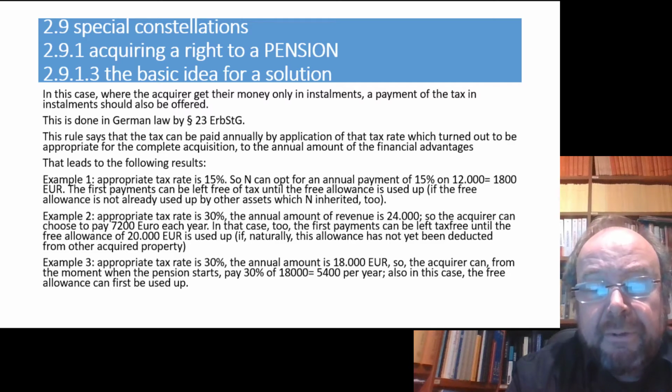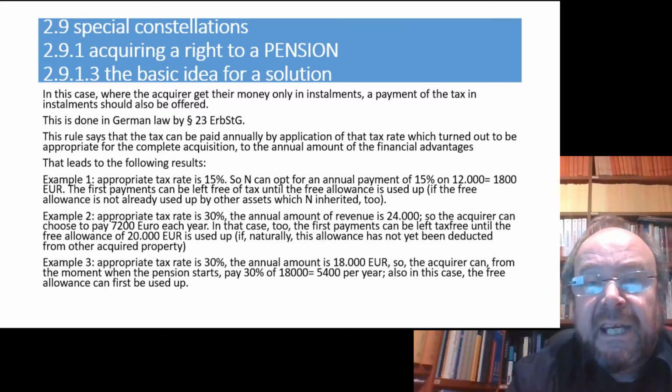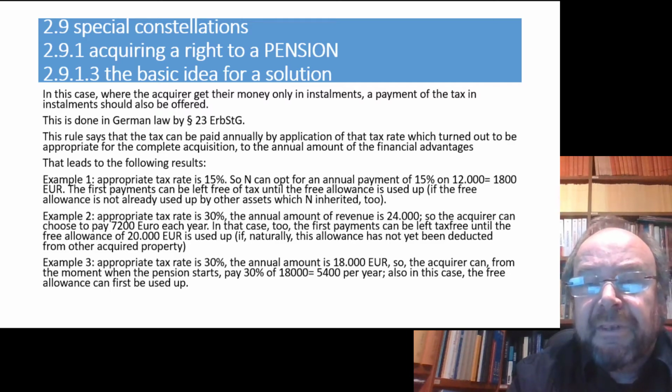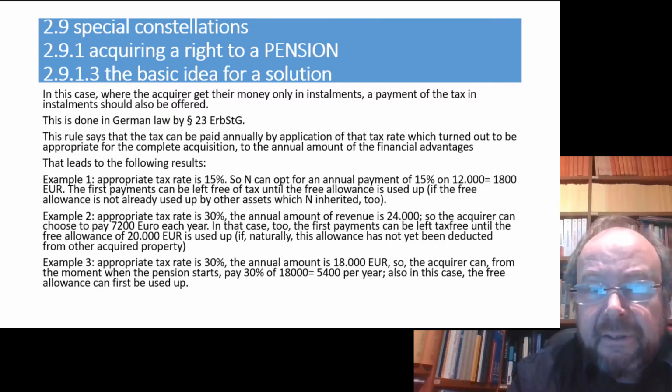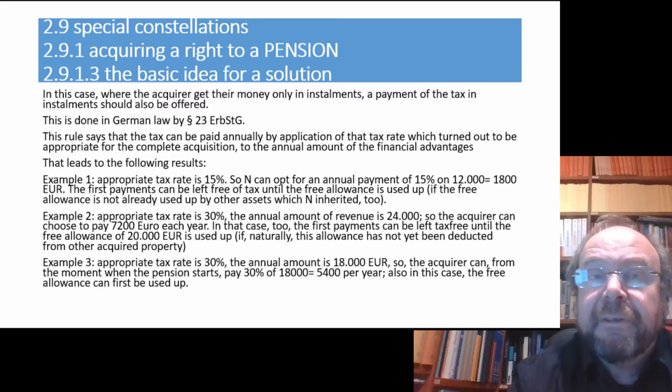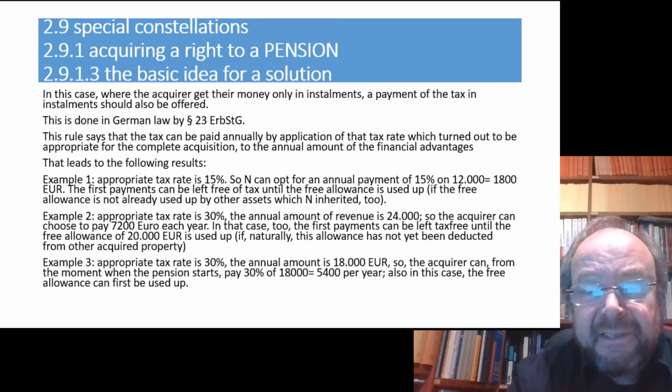Example 2, the appropriate tax rate, which we found out after the assessment or during the assessment of our recipient, was 30%. The annual amount paid is 24,000, so the acquirer can opt for annual payment of 7,200 for each year. Also, here again, the first payments can be received tax-free until the free allowance of 20,000 is used up.